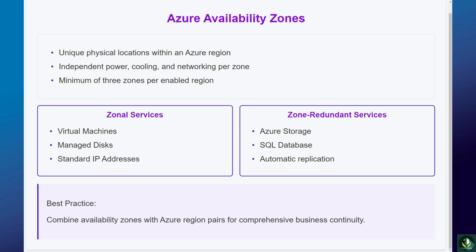Let's dive into how Azure services interact with availability zones through 2 distinct categories: zonal services and zone redundant services. Zonal services are those that are specifically pinned to a particular zone. These include Azure Virtual Machines, which you can deploy to a specific zone of your choice; Azure Managed Disks, which are automatically placed in the same zone as their associated VM; standard IP addresses, which can be assigned to specific zonal resources. Zone redundant services, on the other hand, operate differently.